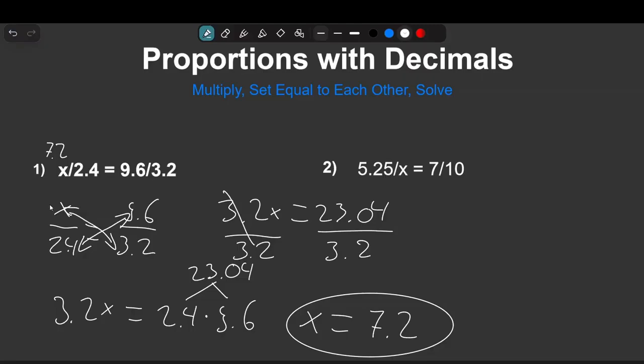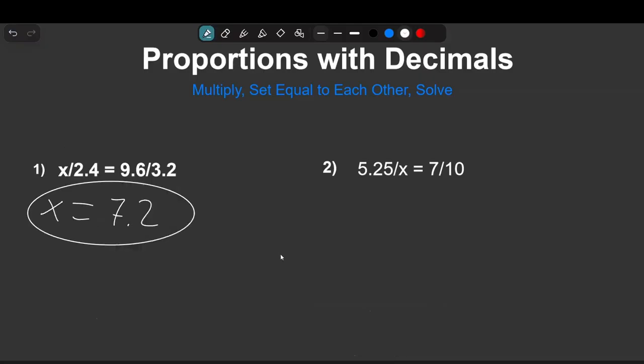I'm going to erase this stuff which we did in the first example, and we're going to go to the second example. So give me 1 second. So for our second example, we have 5.25 over x equals 7 over 10. So again, the first thing we're going to do is rewrite this problem. So I'm going to do it like this. 5.25 over x equals 7 over 10. Like this.